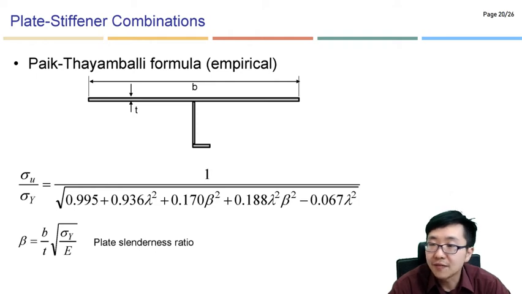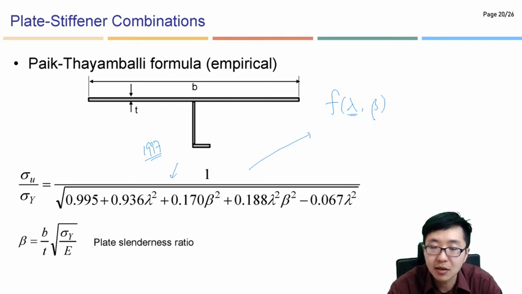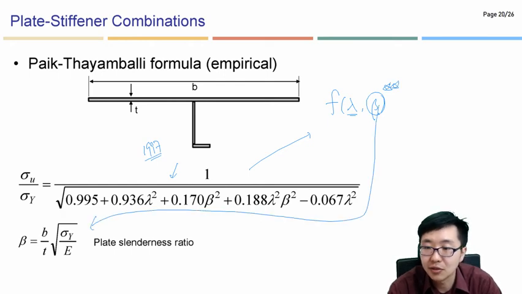So another empirical formulation exists. Paik and Thayamballi, if I'm not mistaken, proposed this formulation in 1997 at a conference. So, to make it simple, this is a function of lambda and beta. Lambda is the column slenderness ratio. Beta, I think this is the first time that you are seeing this formula. It's simple.